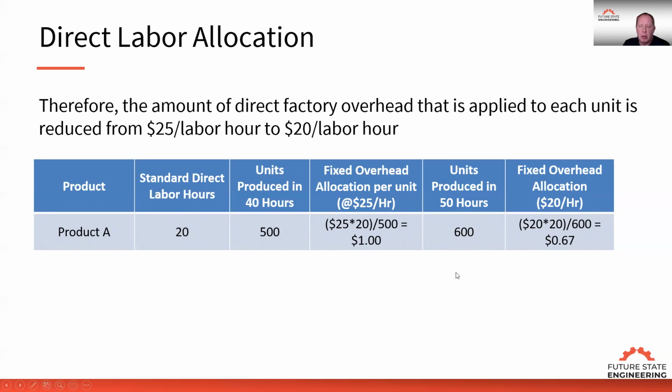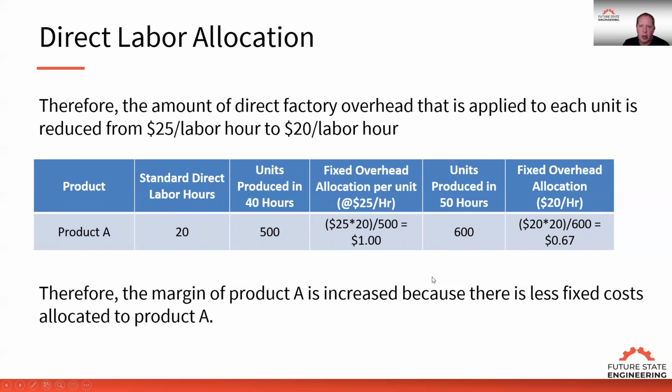So this is why people believe that if I run overtime, my fixed costs are reduced. No, they're fixed costs, so they don't change, they're fixed. But the belief is the margin of product A is increased because there's less fixed costs allocated to that product. So that's where the issue comes.